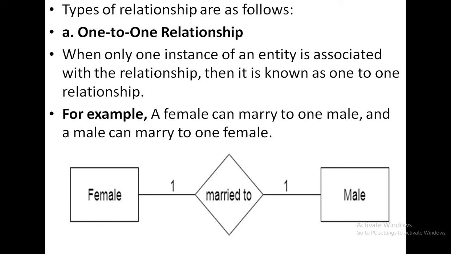The two entities, female and male, are represented within rectangles, and the relationship, which is the married relationship, is represented by the diamond shape. Okay. So here the female is one and male is one. That's why the relationship is a one-to-one relationship. That's why it is represented this way in the diagram.